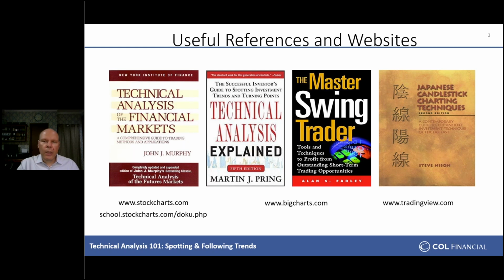For those who are interested in looking at Japanese candlestick charting techniques, the Bible for Japanese candlestick charting is really a book by Steve Nison, and it's quite illustrating, and so you really want to give yourself some time to immerse yourself in what this is all about.